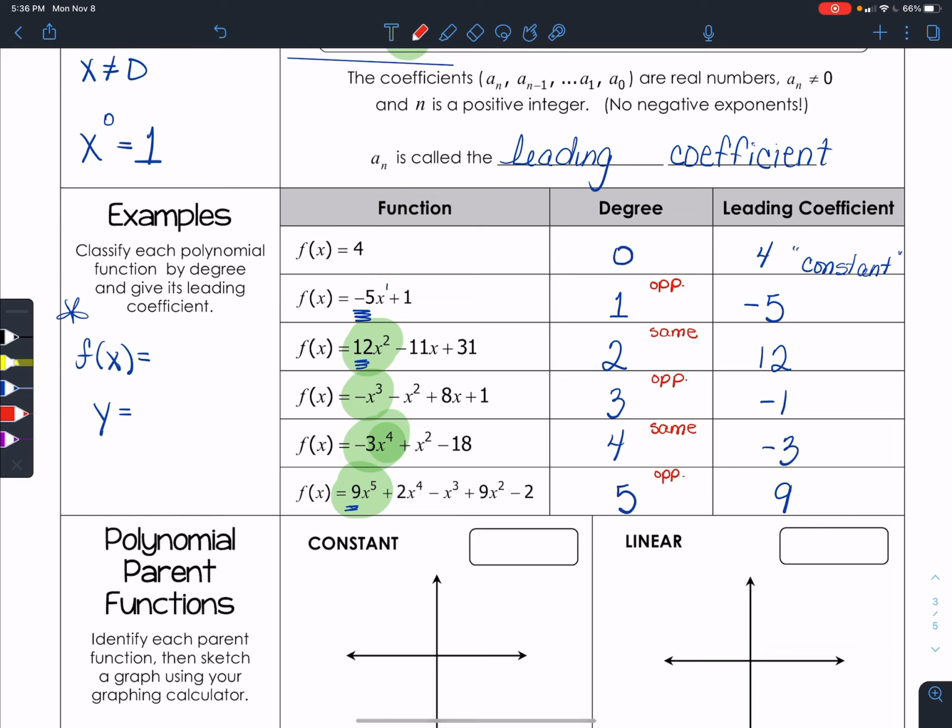Okay, positive degree or even degree means they're both going to point in the same direction. Positive leading coefficient means that the right side's going to point up. If it's cubic, both ends are going to point in opposite directions because it's an odd exponent. The right side is going to point up. The left side is going to point down.